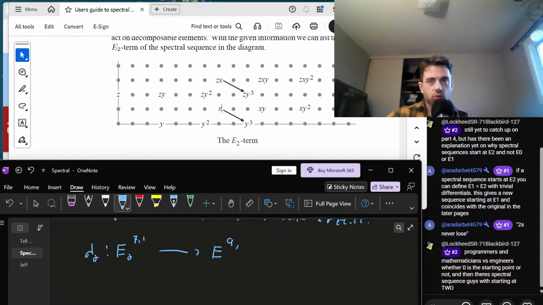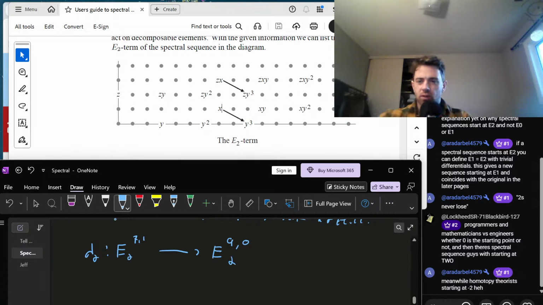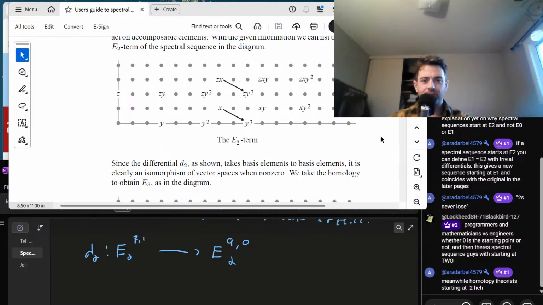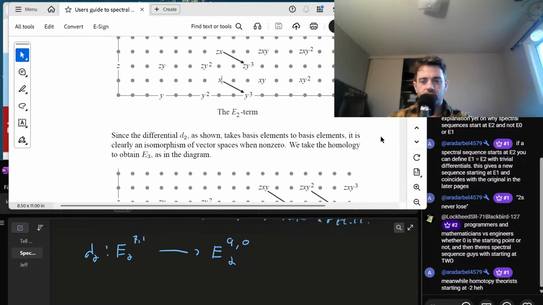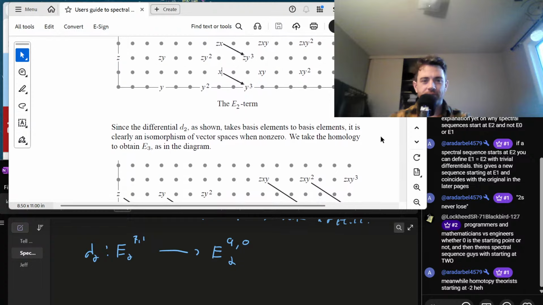1 minus 2, negative 1 plus 1 is 0. Sick. Programmers and mathematicians versus engineers, whether 0 is the starting point or not. And this is a spectral sequence, guys. Homotopy theorists at -2? Oh, man. This indexing war is about to get heated up, now that we got some real wild cards entering the chat.